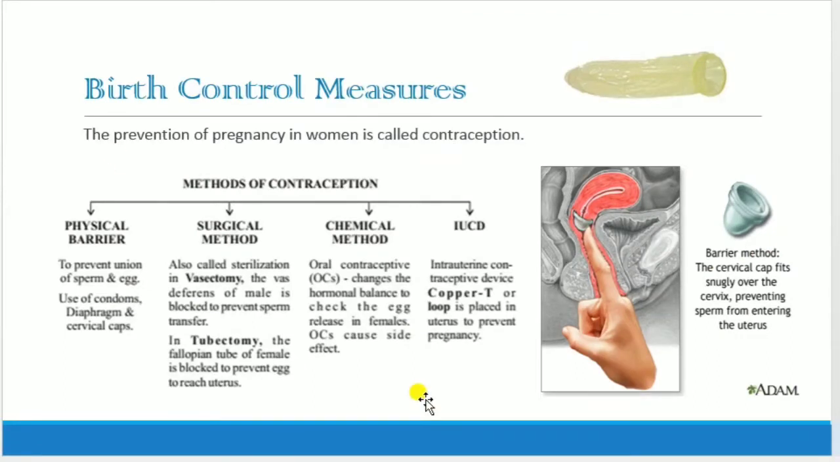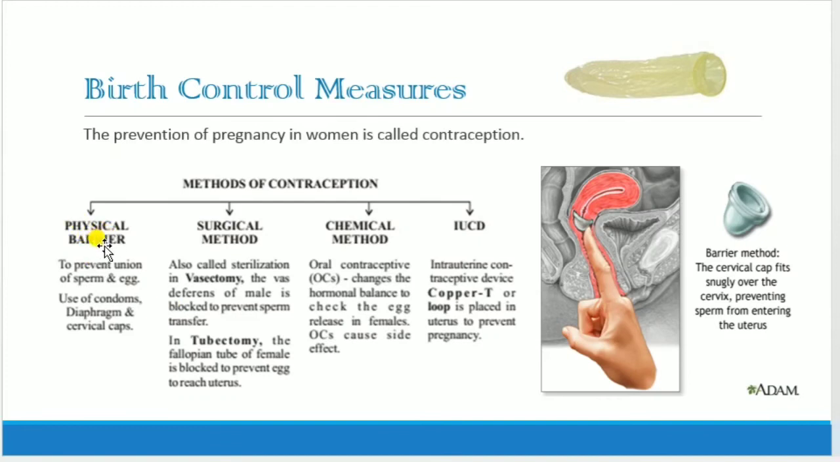So birth control simply means preventing pregnancy in women. This process is also called contraception. The prevention of pregnancy in women is called contraception, so these birth control measures are also called contraceptive measures. There are various methods of contraception like barrier method, surgical method, chemical method, and IUCD. So let's discuss each of them.